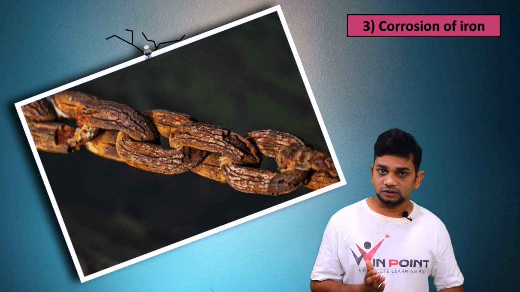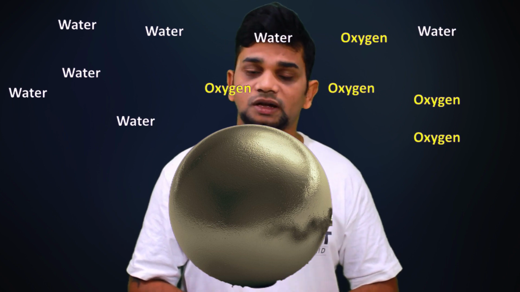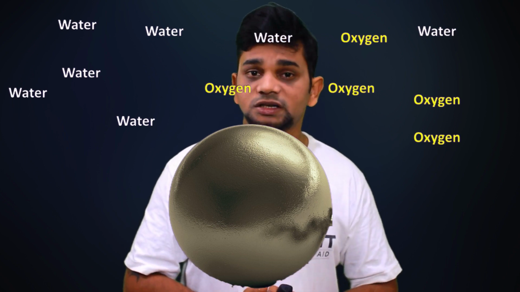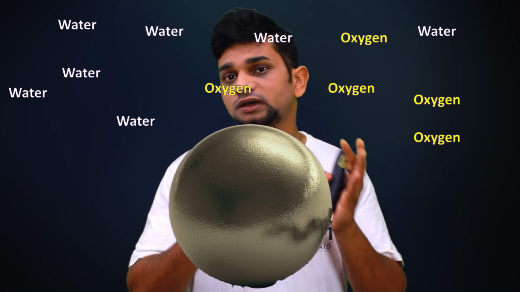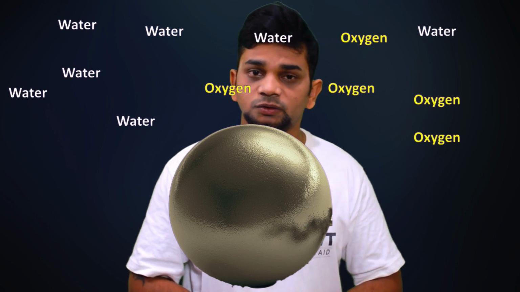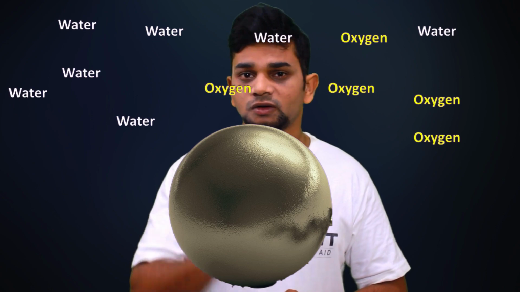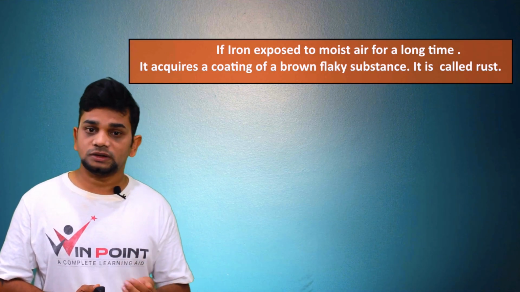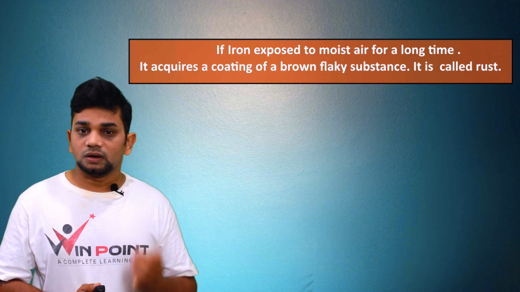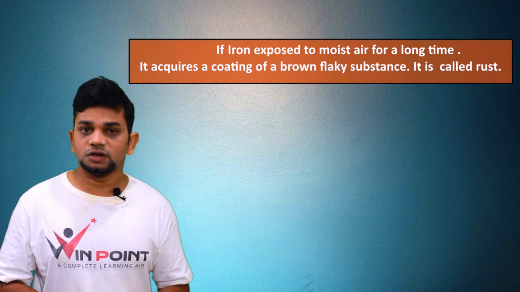So it is getting corroded. This process is known as rusting of iron. Here you can see an iron ball. In the atmosphere there are water and oxygen. If there is an interaction between iron and the atmosphere, this water and oxygen are going to react with iron to form rust. The main components are water and oxygen. If iron is exposed to moist air for a long time, it acquires a coating of a brown flaky substance. It is called rust. This process is known as rusting of iron.